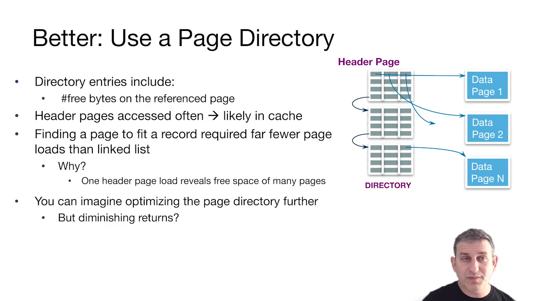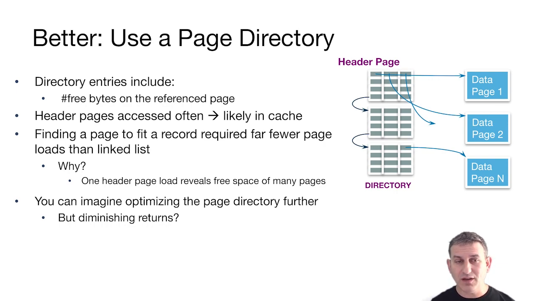Here's an alternative implementation which uses what's called a page directory. And in the page directory scheme, we're going to have multiple header pages. The first one will be stored in the catalog, but these header pages will be in a linked list of header pages called a directory. And in this directory, each page is going to have entries, and the entries will include a pair of the number of free bytes on a page and a pointer to that page. So for every data page, we'll have one pointer to it from the header page, and the header pages will keep a number of free bytes associated with each page.